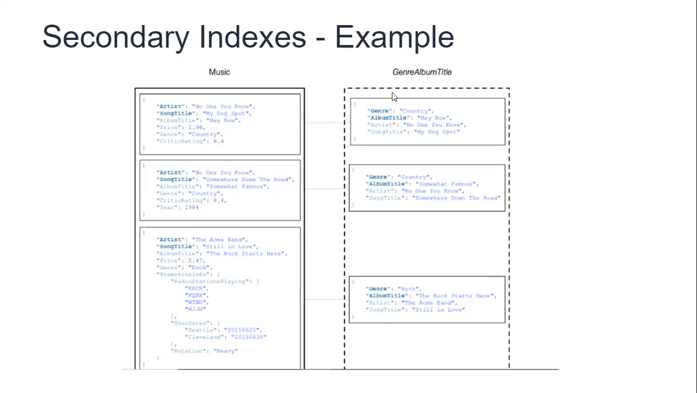So you'd use this when you want to read or make queries based on your genre and album title. But the default queries would be against the original table, which would use artist and song title.